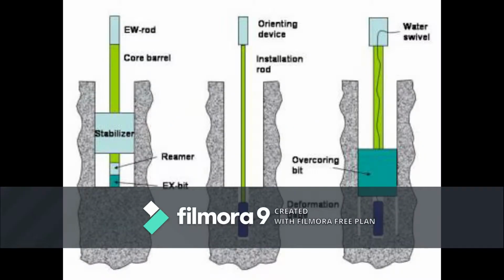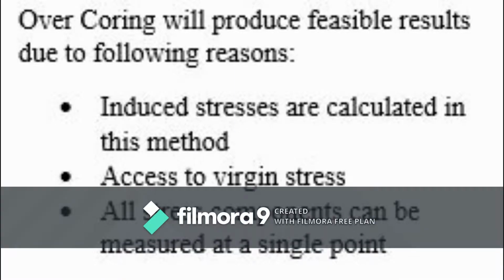Now, the next section is whether we can use the overcoring method to get the in situ stresses. Well, the answer is yes, we can use the overcoring method. Why? Because it can produce feasible results in these conditions. Here are the reasons why we will use the overcoring method. The first one is that induced stresses are calculated in this method, and this method has access to virgin stresses, and also all the stress components are measured at a single point. So these are the reasons why we should use the overcoring method.